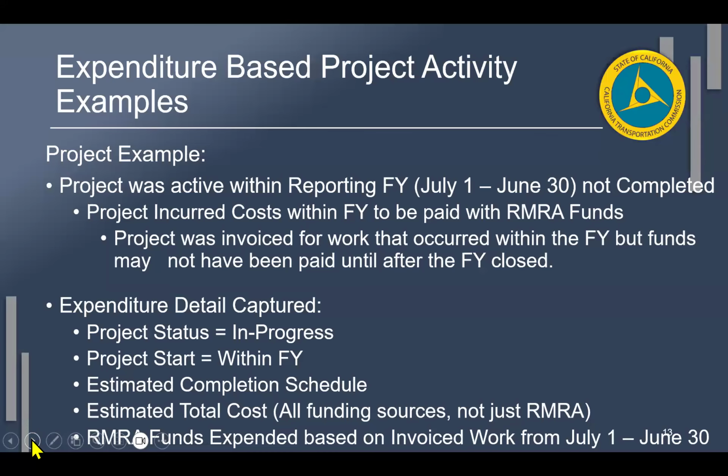So here's a couple of just project examples. I'm not going to get into the intricacies of it, but this is a great way for you to sort of reference. We give you an activity timeline showing that the project was active within the fiscal year, it just didn't complete, it incurred costs. And then what each thing would equal, right? What you would report based on the scenario provided.